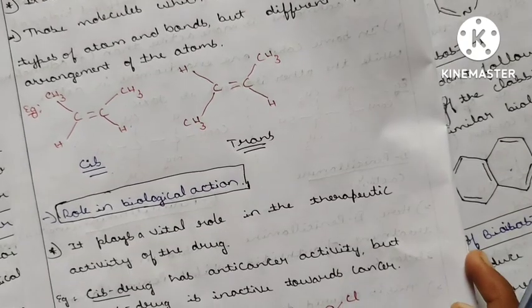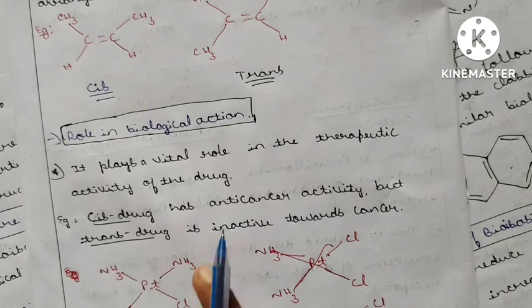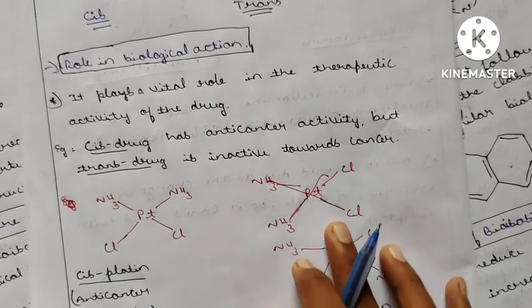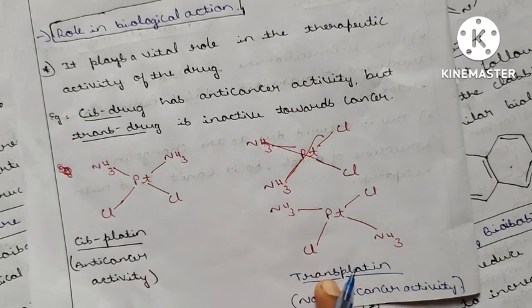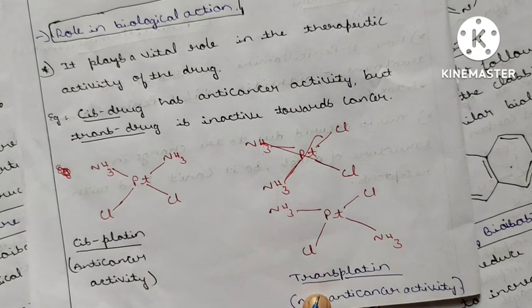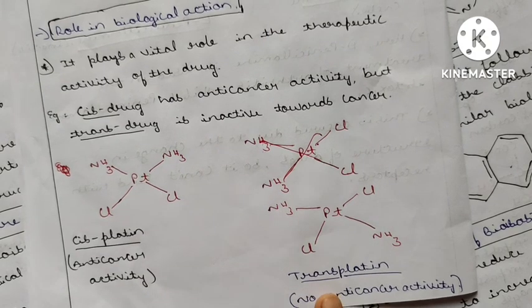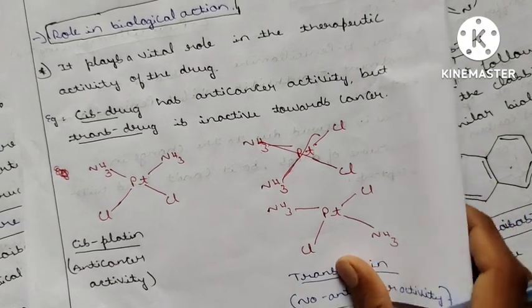Now what is the role here? Very important one. It plays a vital role in the therapeutic activity of the drug. A cis drug has anti-cancer activity, but a trans drug, no, it is inactive towards cancer. See, if you use the cis, it has anti-cancer activity, but if you use transplatin, okay, cisplatin is an anti-cancer drug. But if you use transplatin, transplatin is not an anti-cancer drug. No, it won't show any anti-cancer properties.